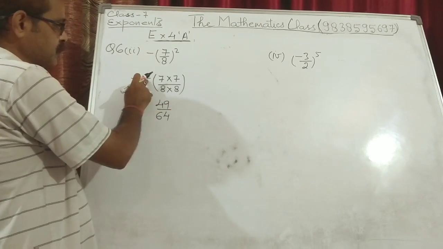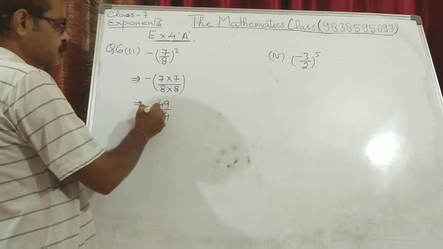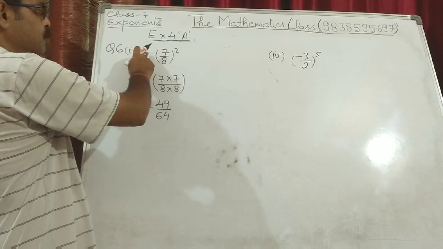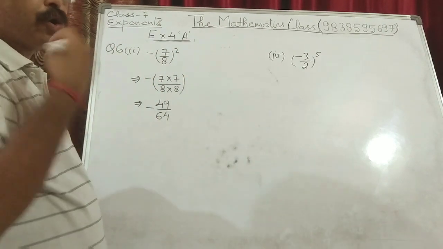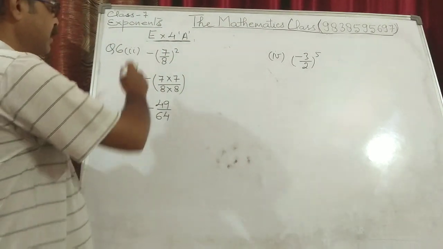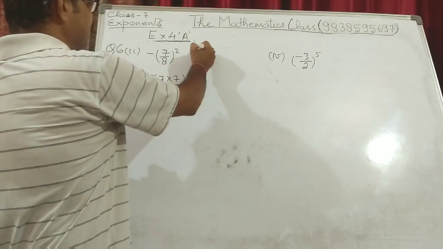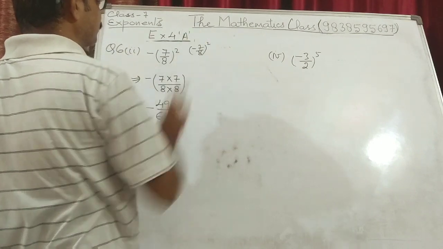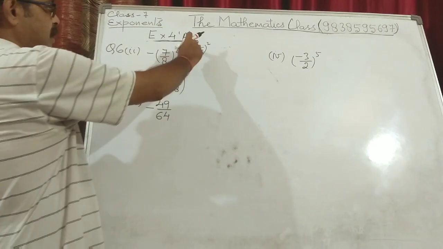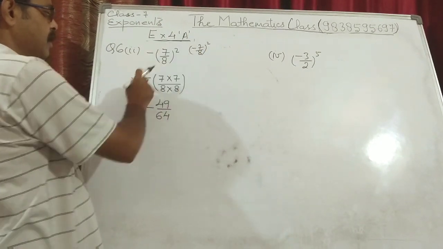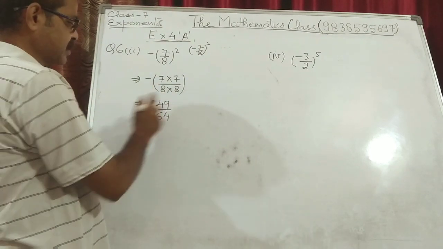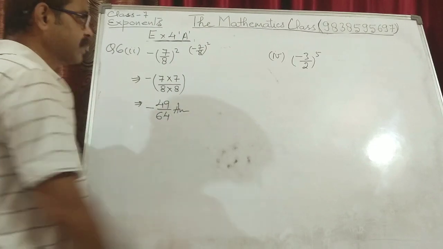Since minus was outside the bracket, you can see that the power is only on the bracket. So this minus sign will not convert to plus. If this would have been minus 7 upon 8 whole square, then this would have become plus 49 upon 64. But since minus is outside the bracket, there will be no change in the minus sign. So this is the final value.